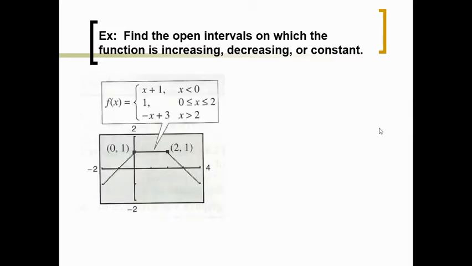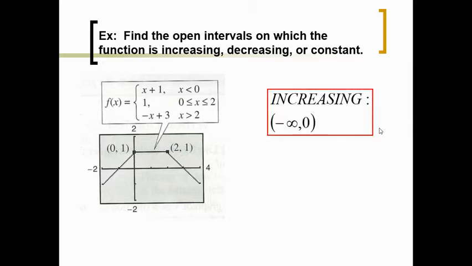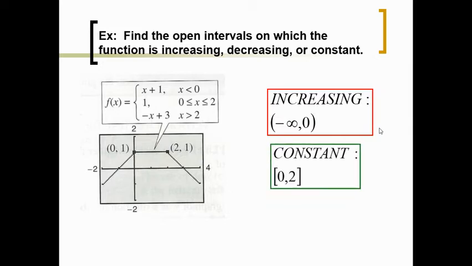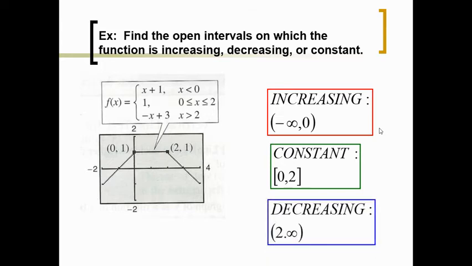Now here we have a piecewise function, and we have three different things happening. And again, we're just going to look at the x values. So we're increasing from -infinity to 0, or the y-axis. We have a constant from 0 to 2, and then we have a decreasing from 2 to infinity.